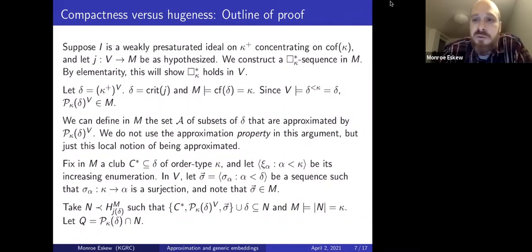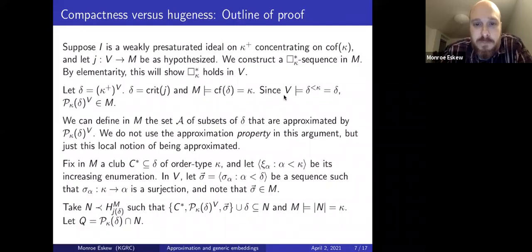The assumption of normality is going to be also used for the fact that it concentrates on cofinality kappa, that tells us something about what happens in the ultrapower. So here's the setup. Let delta be kappa plus of V, and it's the critical point of j, and by the concentration on cofinality kappa, M will satisfy that the cofinality of delta is kappa. So this may not hold in the full forcing extension, but that doesn't matter for us.